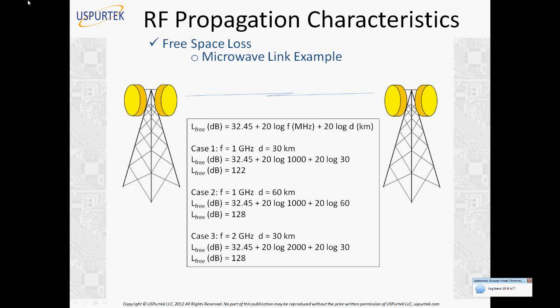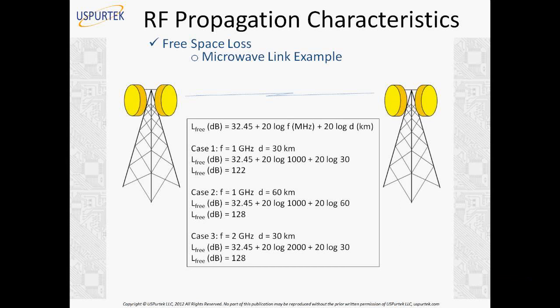Yes, this is log base 10. So you see there's 6 dB more power loss here. From 122, we have more loss at 128 because we doubled the distance. In case 3, we double the frequency to 2 gigahertz, but keep the distance the same, 30 kilometers. Again, you have 6 dB loss. From 122, just by doubling the frequency, you add another 6 dB of loss, 128. I hope this explains the practical application of free space loss.